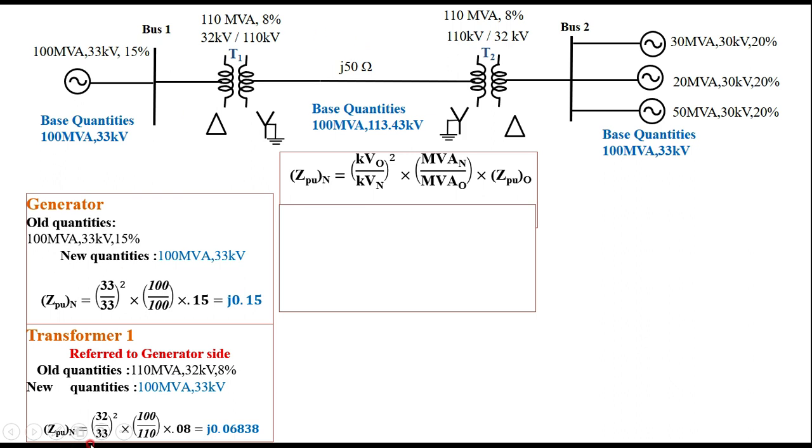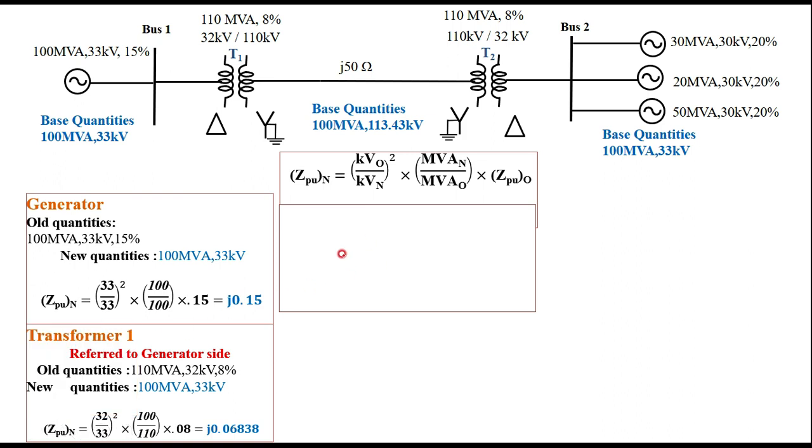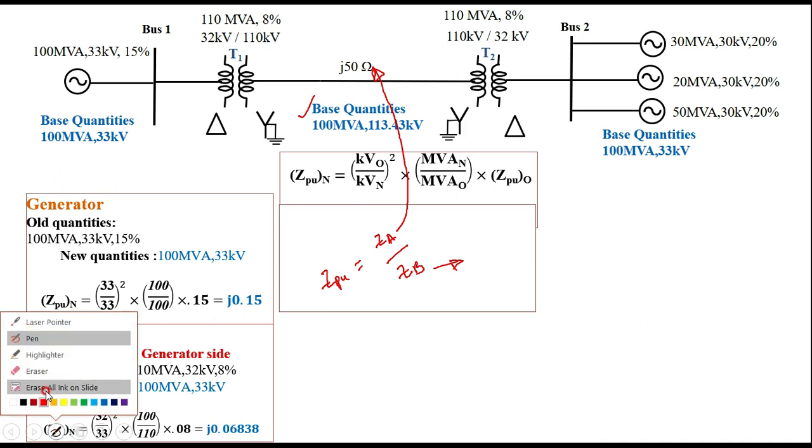Then how to find out the per unit quantity? If the actual value is given, Z per unit can be calculated by ZA divided by ZB. ZA is 50 ohm, which is given. Therefore, you have to find out ZB from the given quantity using the formula KVB square divided by MVAB. So we will get ZB, and ZA by ZB gives the per unit value of the transmission line. That we will calculate now.